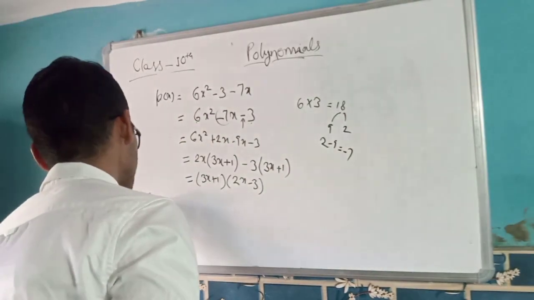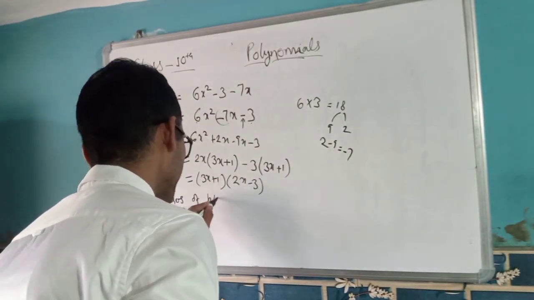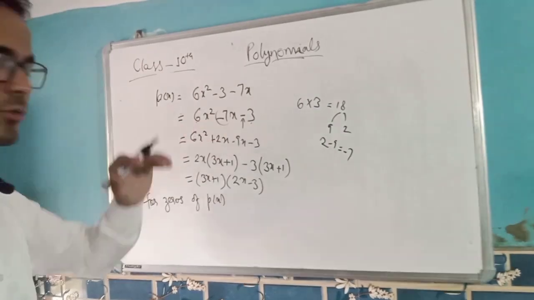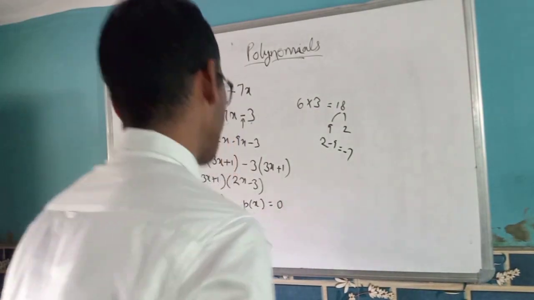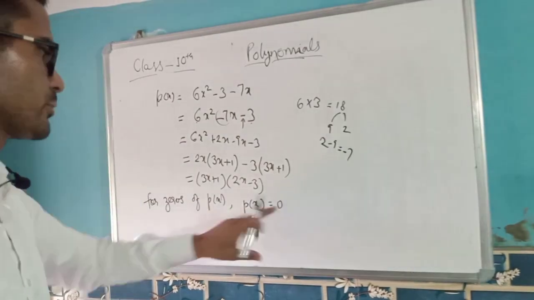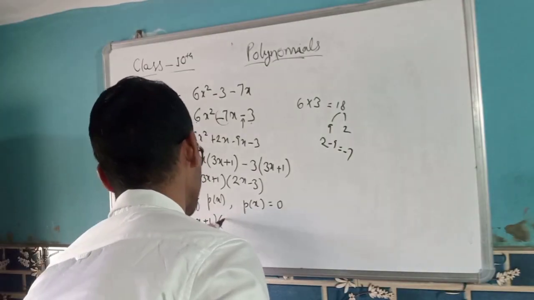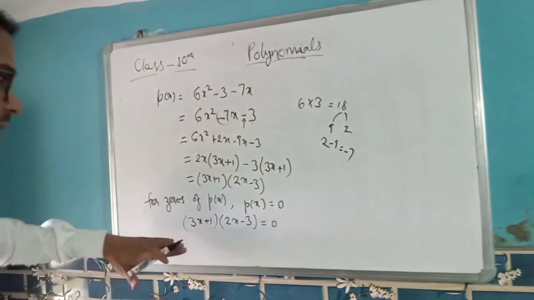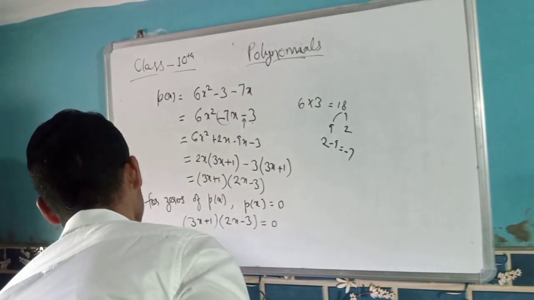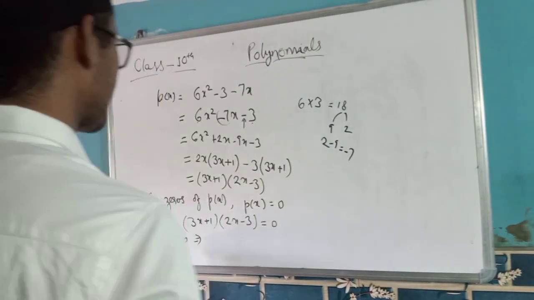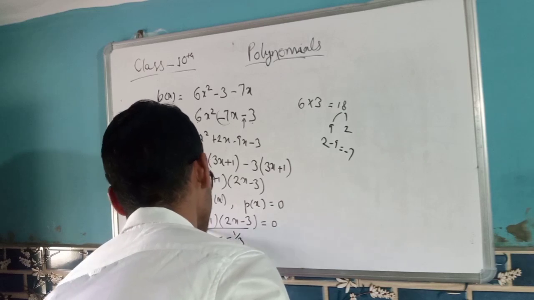For the zeros of p(x), what we have to do is put it equal to 0. We make p(x) zero, its value is 0, right? So now we put 3x minus 1 times 2x minus 3 equal to 0. This whole term will be 0 when either of the terms is 0 or both are 0. So we equate both terms to 0, and we take this one here to be minus 1 and divide by 3 to get this.